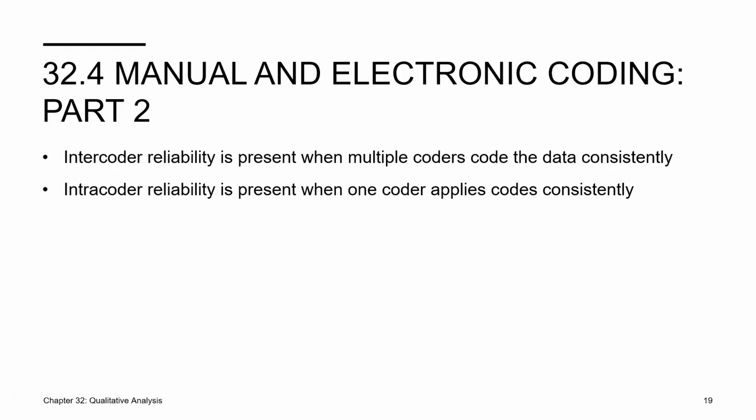And then you also want to look for reliability. If you have multiple people looking at the data, intercoder reliability is present when multiple coders code the data consistently, and then intracoder reliability is present when one coder applies codes consistently as well.